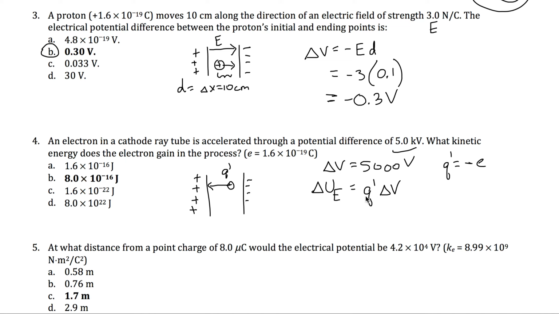And so we just plug these numbers in, this 5,000 and negative 1.6 times 10 to the negative 19, and we're going to get negative 8 times 10 to the negative 16 for the change in potential energy, because it's decreasing, hence a negative number. But the kinetic energy is going to increase because the change in kinetic energy is equal to negative the change in the potential energy. If you lose potential, you're going to gain kinetic. So that's why the answer is positive.